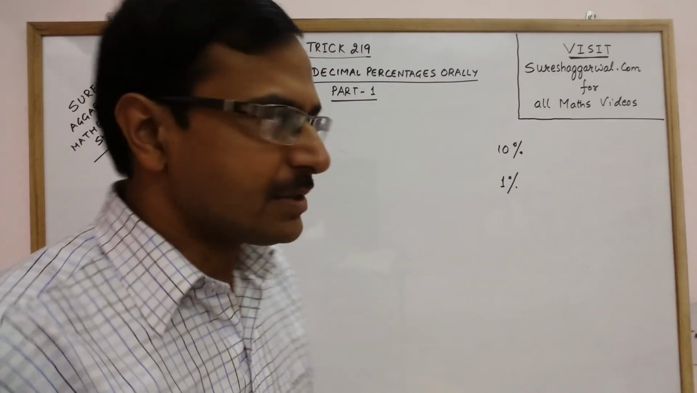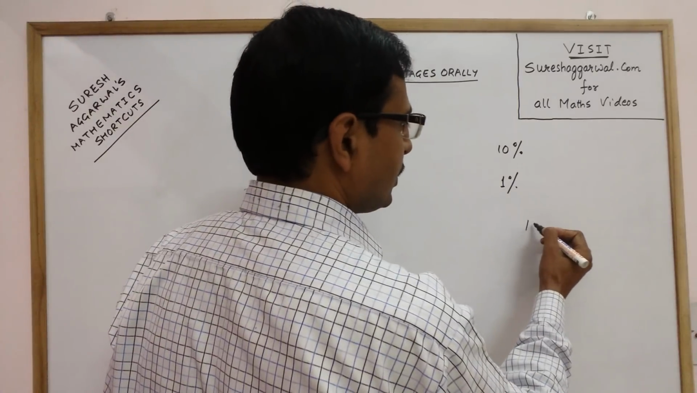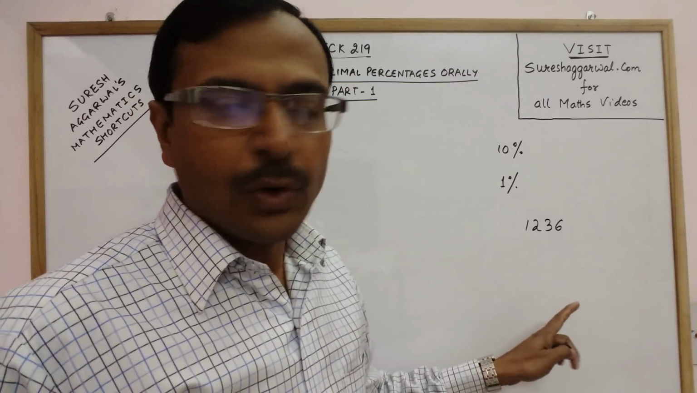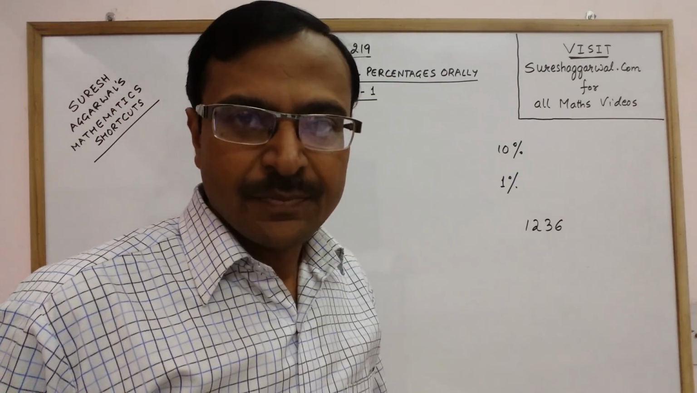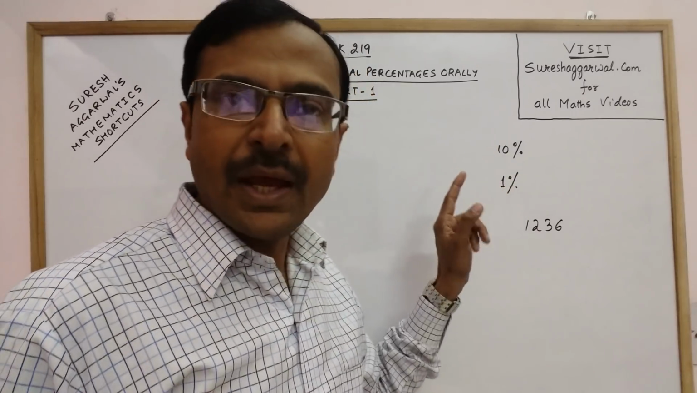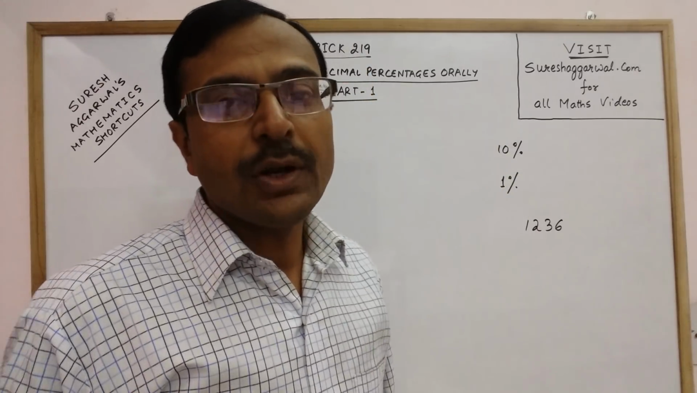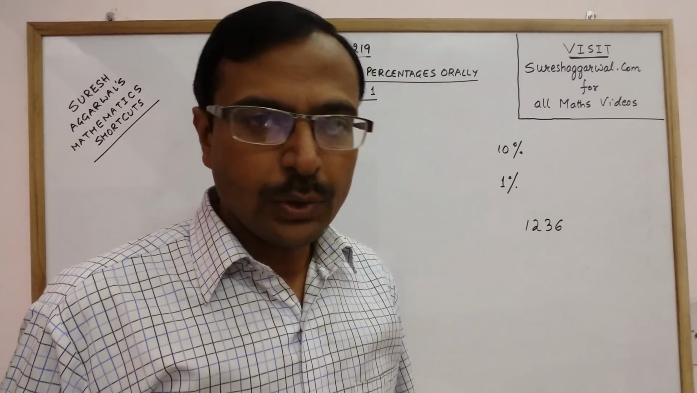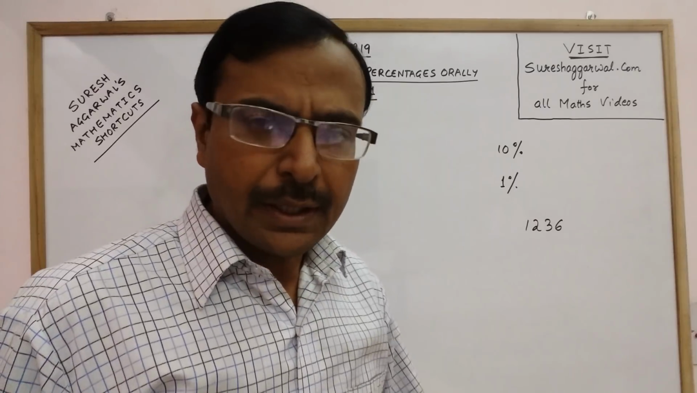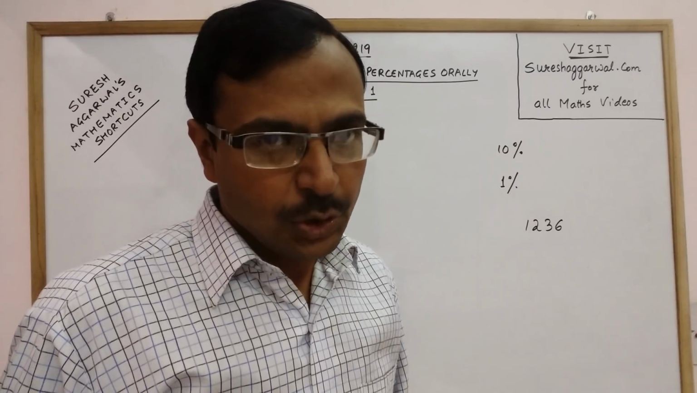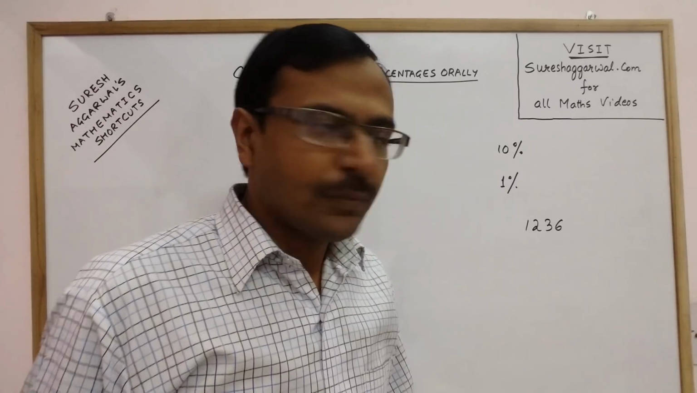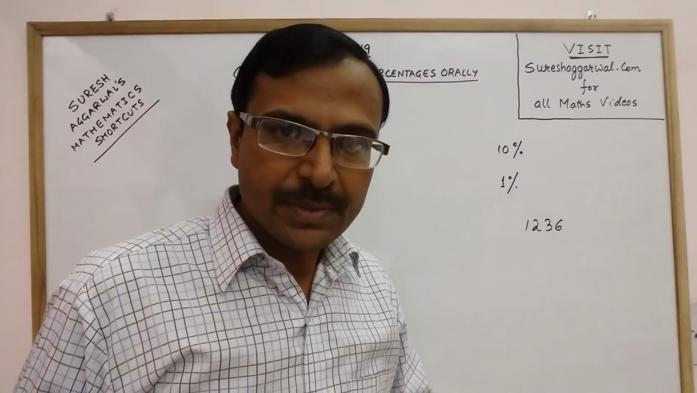Now suppose a given number, suppose the number is 1236. Now for calculating the decimal percentages, you just need to know the concept of 10% and 1%. Now if you are able to understand how 10% of a number comes out and how 1% of a number comes out, then all the decimal percentages you can calculate orally. Now I will just tell you what is 10% and what is 1%.